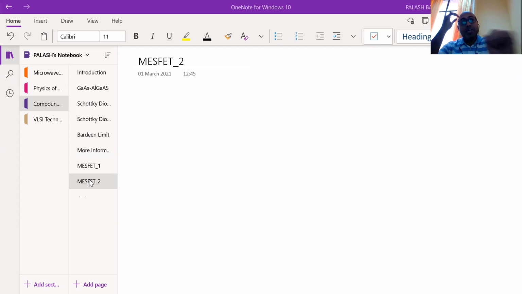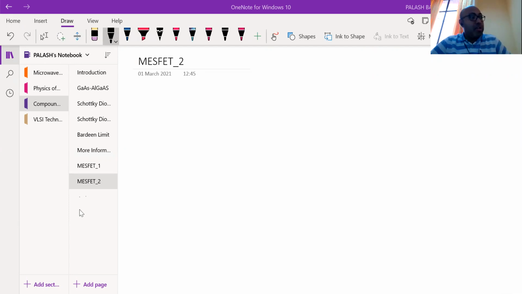So last time we were discussing the basic structure of the MESFET, and what we are going to do today is find out the expression for the IV characteristics. So I can write here: IV characteristics.